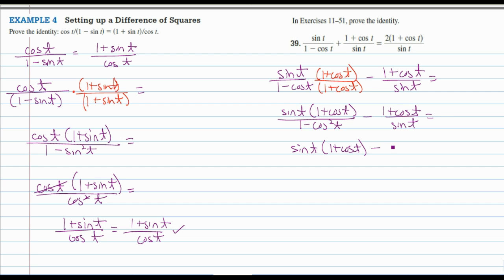Again, not multiplying out the numerator. I'll multiply it out when I see that that's going to help me. Oops, I forgot to put over sine squared. Now the sine of the numerator cancels out with one sine in the denominator. So I have 1 plus cosine of t over sine of t minus 1 plus cosine of t over sine of t.